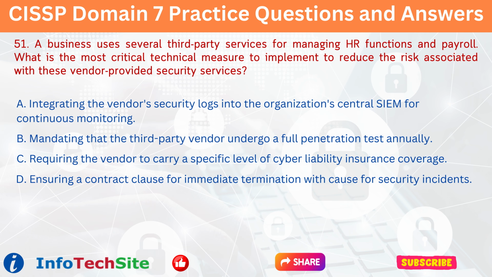51. A business uses several third-party services for managing HR functions and payroll. What is the most critical technical measure to implement to reduce the risk associated with these vendor-provided security services? A. Integrating the vendor's security logs into the organization's central SIEM for continuous monitoring. B. Mandating that the third-party vendor undergo a full penetration test annually. C. Requiring the vendor to carry a specific level of cyber liability insurance coverage. D. Ensuring a contract clause for immediate termination with cause for security incidents.